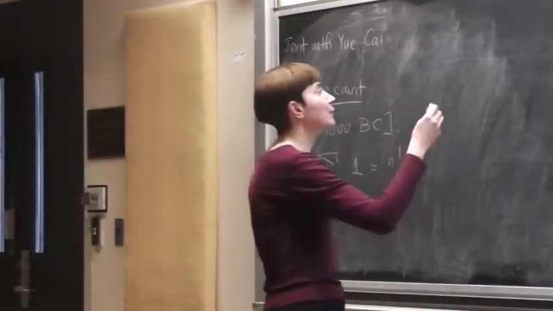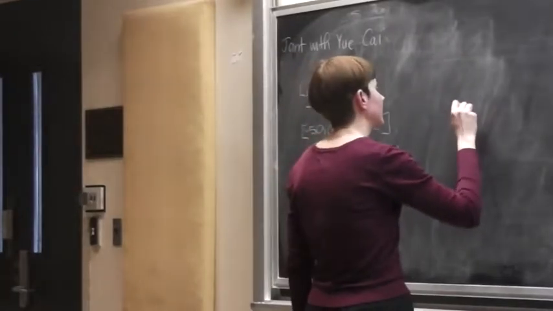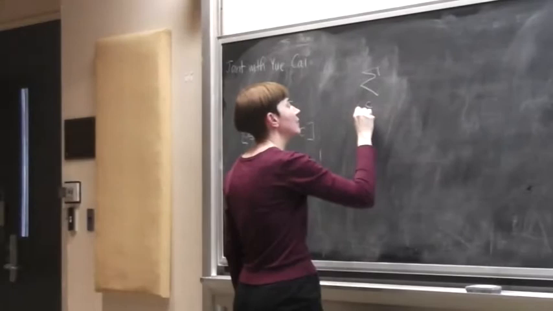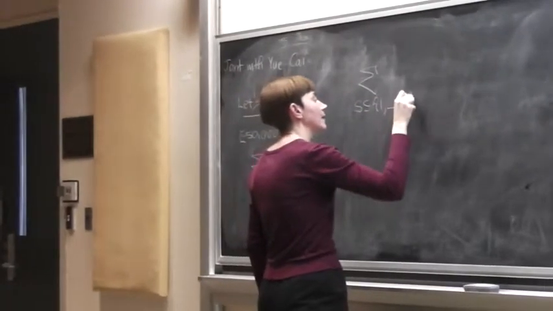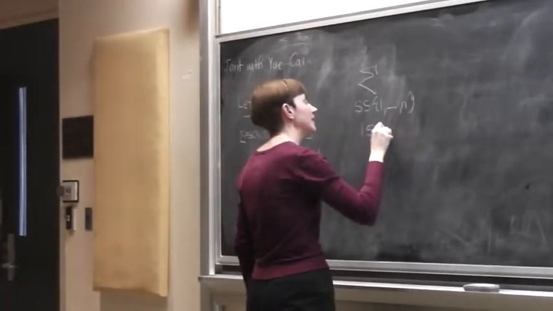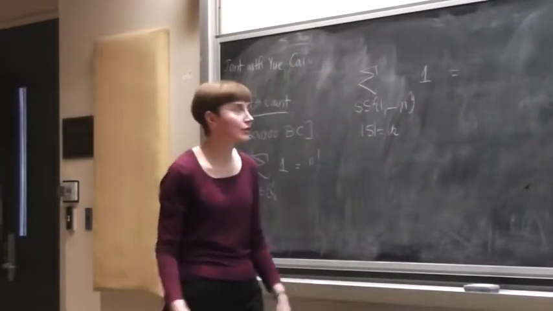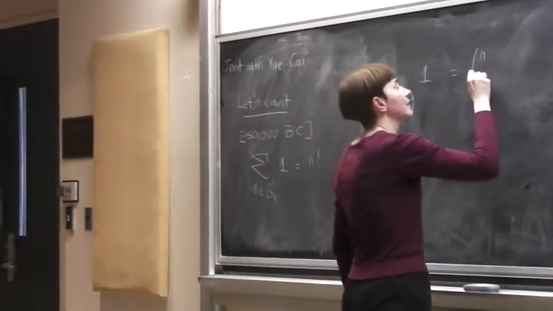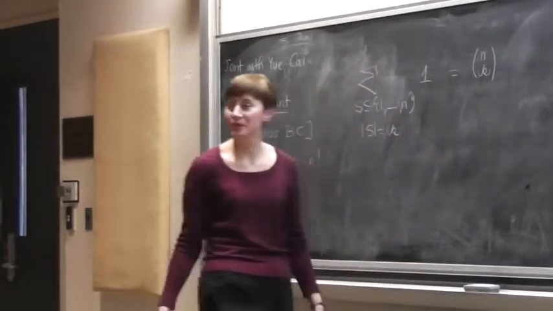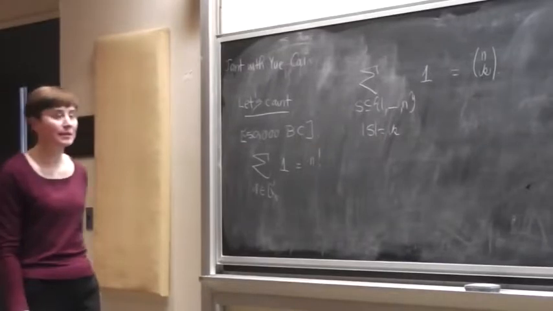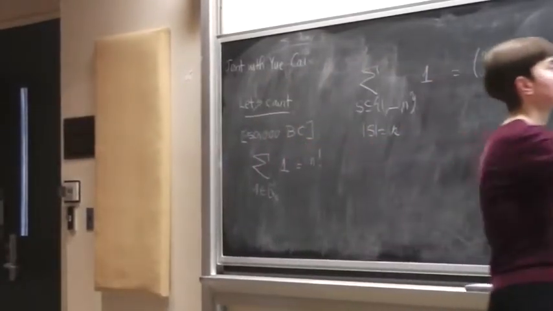Similarly, if you were counting subsets of the elements 1 through n, of size k, and you count one for each, you would get the binomial coefficient n choose k, of course. Well, so this is counting, so now let's q-count.